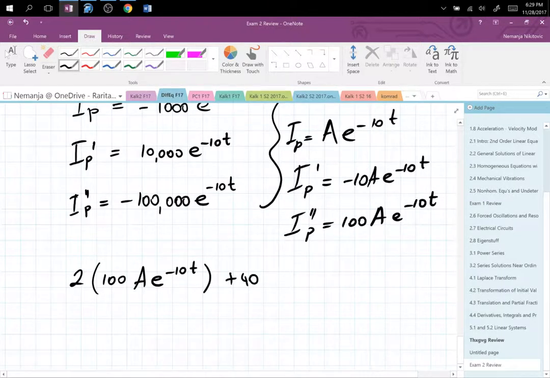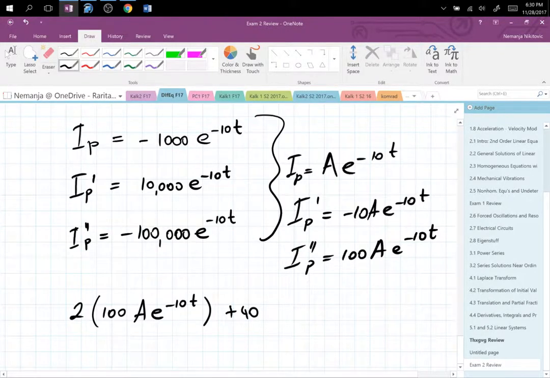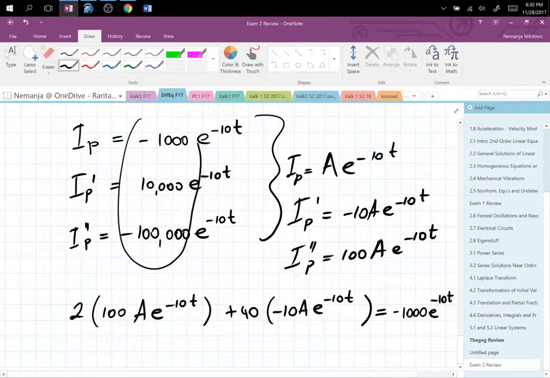Where did you get the negative 10A and then the 100? I prime is negative 10A e to the negative 10t, and that needs to be equal to negative 1000 e to the negative 10t. What do you end up doing for I particular equals A e to the negative 10t? Well, we see that only coefficients change. So the pattern is saying that you should keep this e to the negative 10t and just have some kind of undetermined coefficient right here.